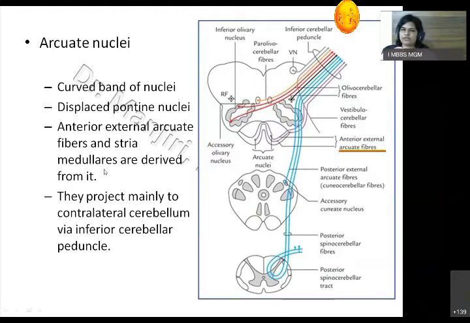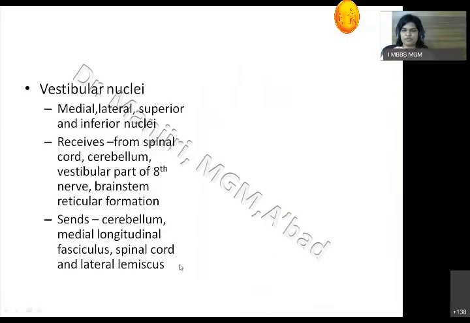And stria medullaris are also derived from it. I told you stria medullaris separates the open part of the medulla from the open part of the pons. So this is actually dividing the fourth ventricle into two parts. The upper part is related to pons, the lower part is part of medulla. They project mainly to the cerebellum, opposite side in the cerebellum.